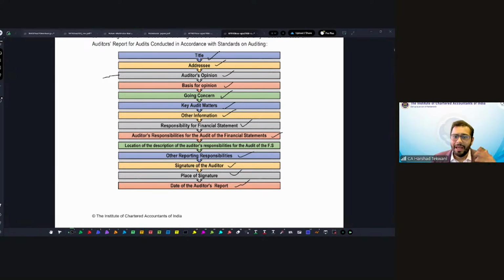Can anyone tell me an example where there is already an audit report prescribed by law and we do not follow this structure? CAG means... Okay, CAG. Someone is saying banks. Ayush is saying banks. Okay, yes, Ayush, banks. What else? Long form audit report, Sanjay. Yes, good. What else?